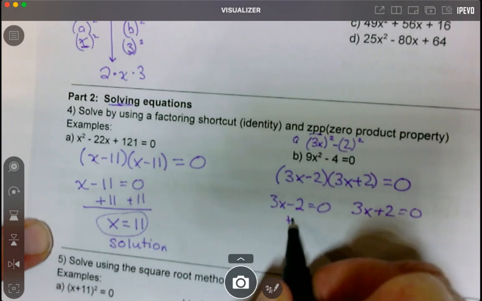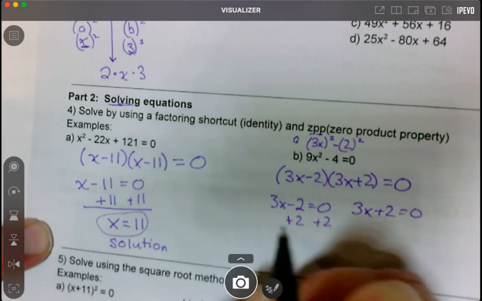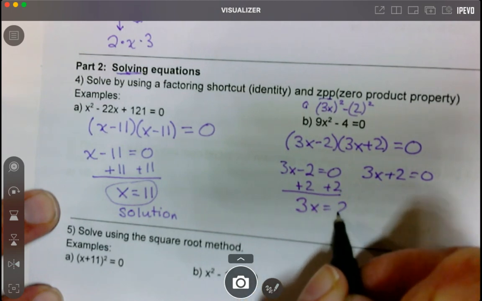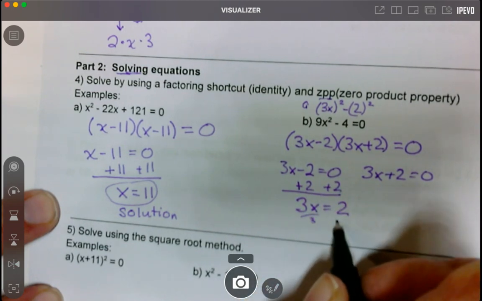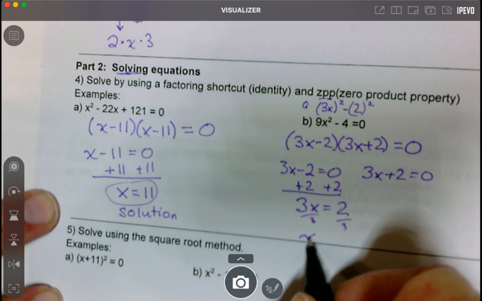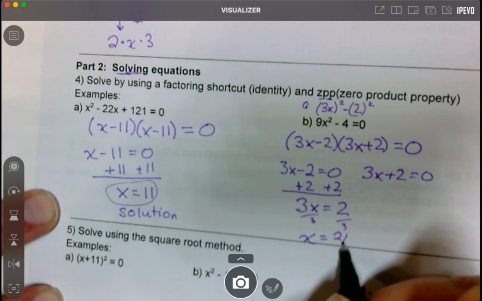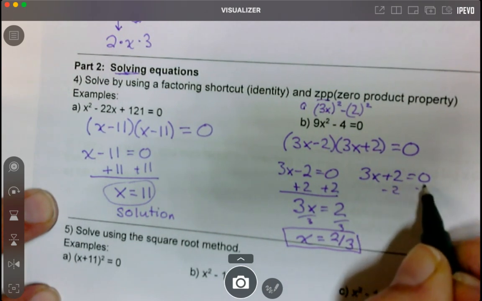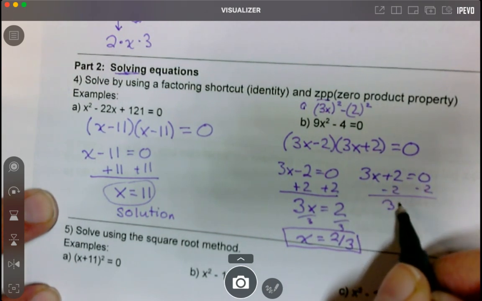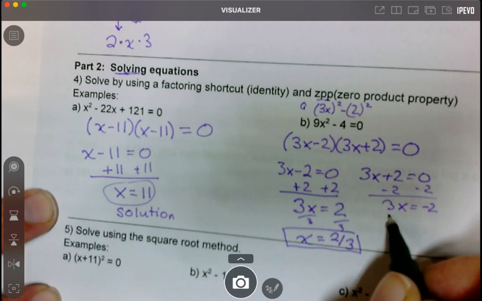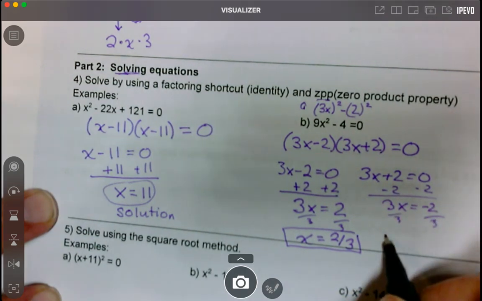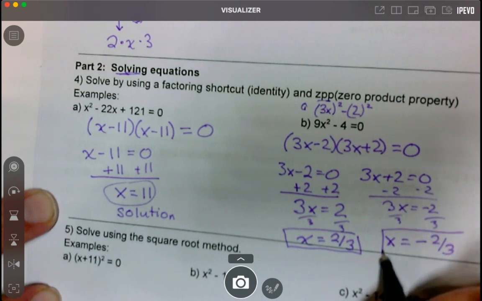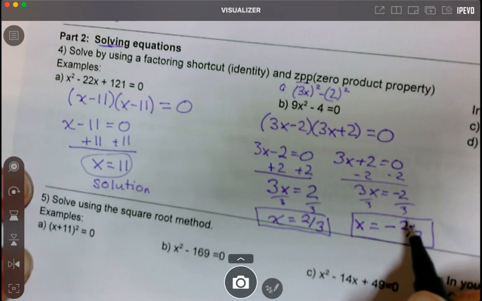And then I'm going to perform my inverse operation. Divide both sides by 3. And x equals positive 2/3. And then on the other side, I'll do this one a little faster. So I have my two solutions.